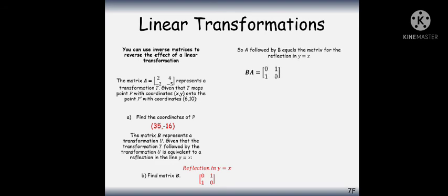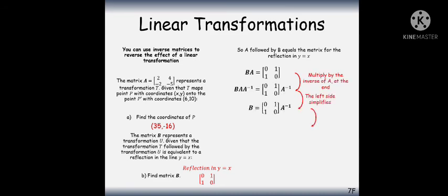So A followed by B equals the matrix for that. So BA will be that. Multiply both sides by A minus 1. So B is the reflection in y equals x matrix times the A inverse, originally from part A. Multiply the two together to give you matrix B, which would be minus 1, 2.5, minus 1, 2. You could have 3 over 2 as well, but as a decimal it looks a bit neater to me.